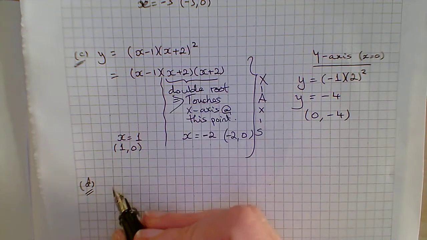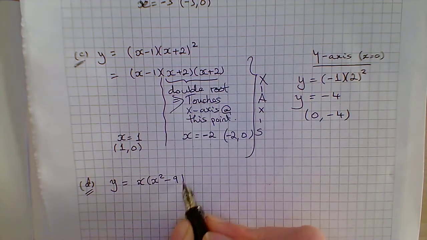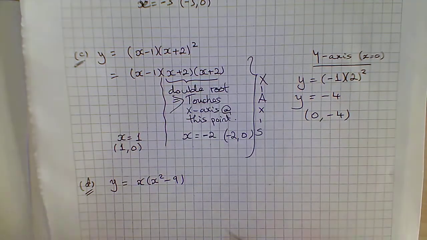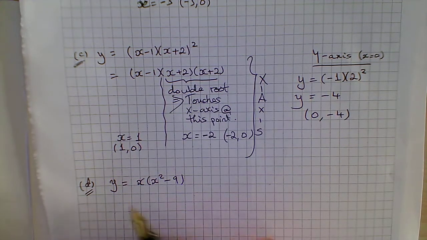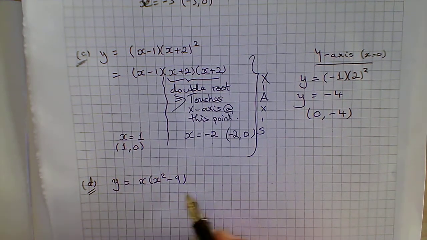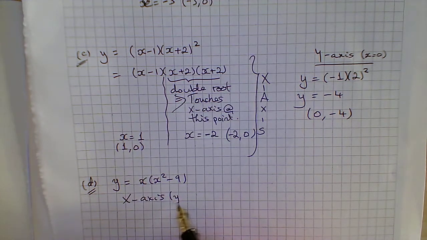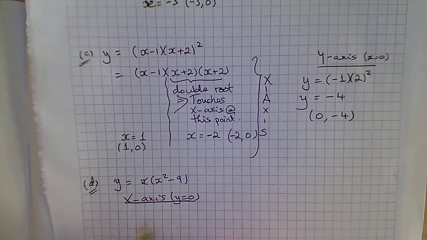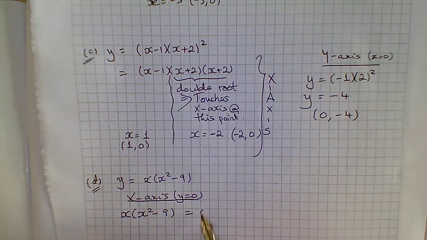Okay, the last one then, y equals x by x squared minus 9. Now this is not a double root because the square is on the x, it's not on the whole bracket. So again, my x values are coming from the roots. I've got to solve this. So my x-axis, again, means y is equal to 0. So I'm trying to solve x bracket x squared minus 9 equals 0.